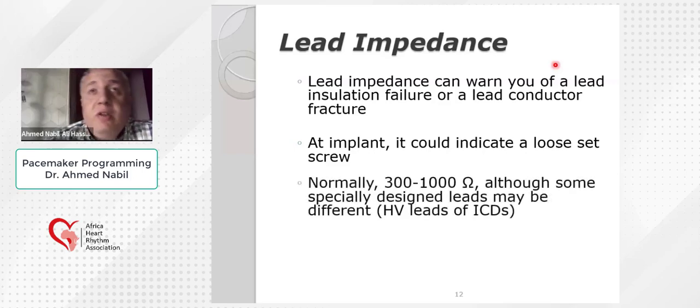Normally, for pacing leads, the impedance ranges between 300 and 1000 ohms, and the ohm is the unit of measuring resistance to electric current. Some other leads, the shock leads, have another type of impedance measured in the high voltage leads, with other values. But regarding the leads for pacing and sensing functions, the normal values range between 300 and 1000 ohms.